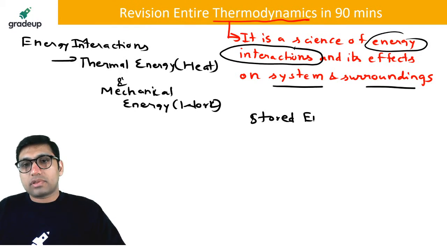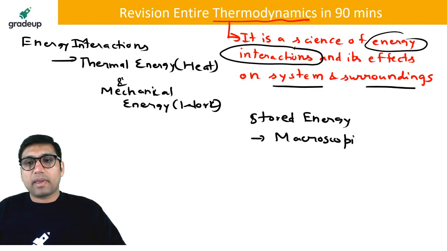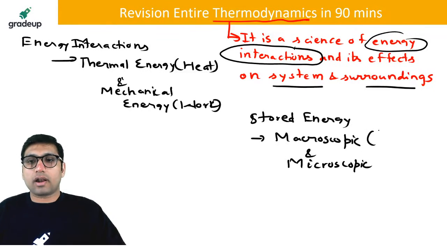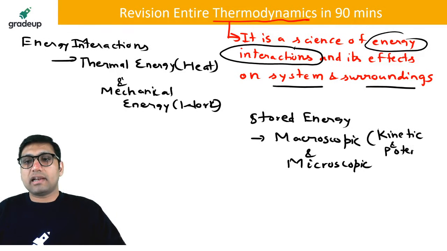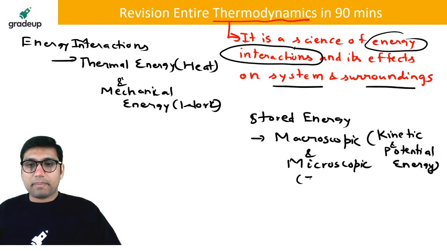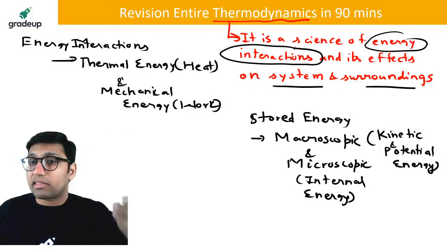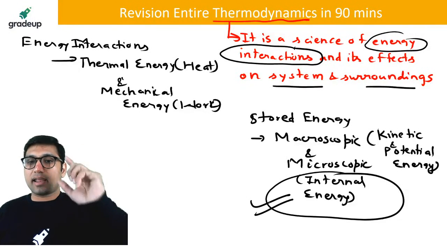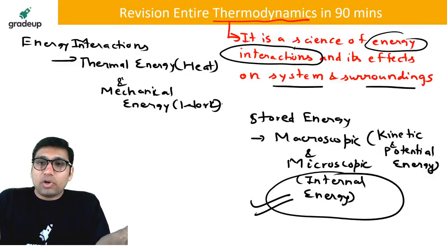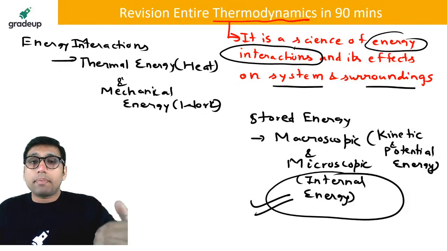We'll be studying some stored energy like macroscopic and microscopic energies. What are these two types of energies? I will discuss these two types of energy with you. Macroscopic means kinetic and potential energies. Kinetic energy and potential energy come under macroscopic energies, where bulk molecular behavior is studied. And microscopic means internal energy, where we study different types of energies like vibration energy, rotational energy, spin energy, translational energy, nuclear energy. All this energy together comprises internal energy. So these energy interactions we are going to study with respect to system and surrounding.